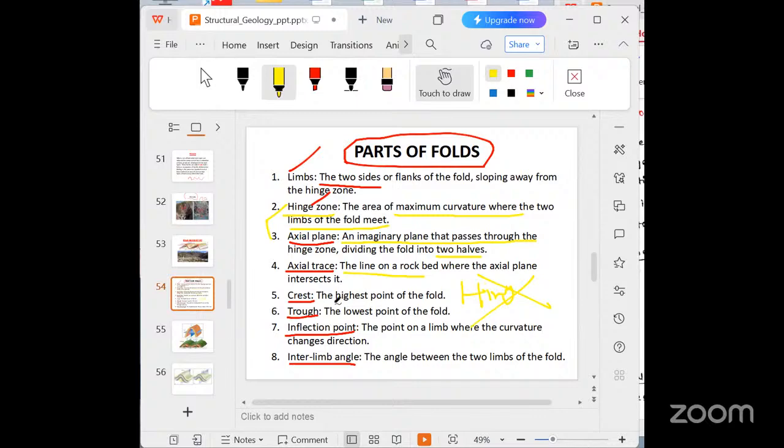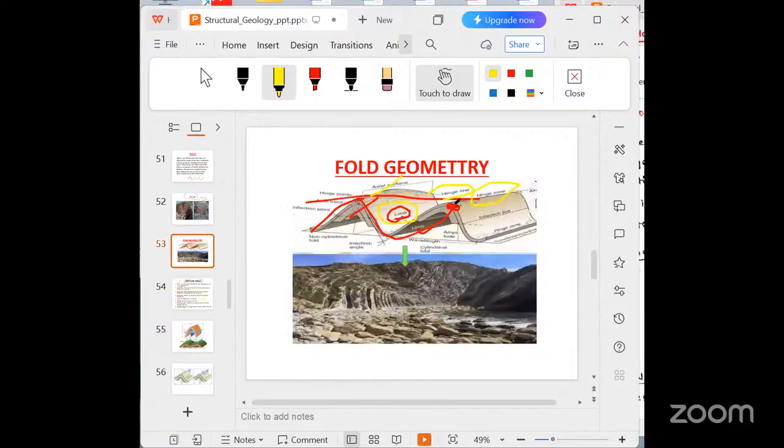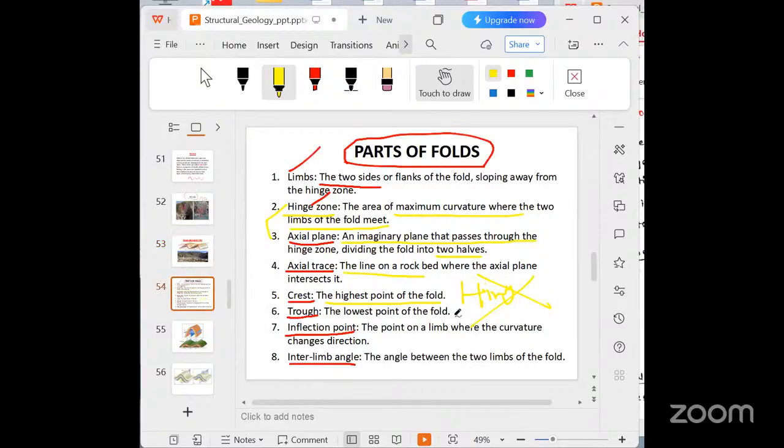And also crest. Crest means the highest point of the fold, right? It is that point which is located highest in the profile section of the fold. And next, trough. Trough is the lowest point of the bed. So remember, crest is the highest point of the fold and trough is the lowest point of the fold. It is that point which is located lowest in the profile section of a fold, right?